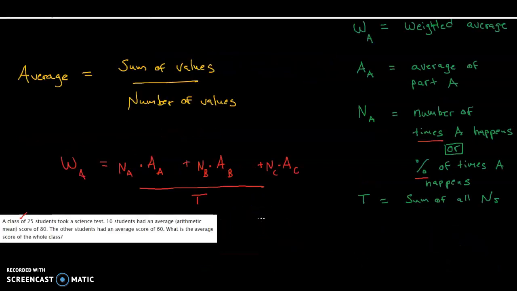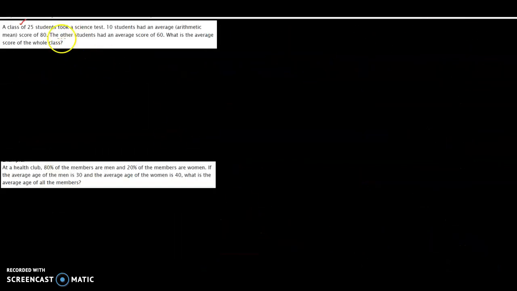Let's apply this. Here's a couple of example problems. Look at this one. A class of 25 students took a science test. 10 had this average and the other had this average. What's the average score of the whole class? We know that we're dealing with a weighted average because we've got two different groups, right? This one had an average of 80. This had an average of 60. So we can just set up our formula. The weighted average is going to be equal to the actual scores. So we have 80 was one score, plus the other average, which was 60.